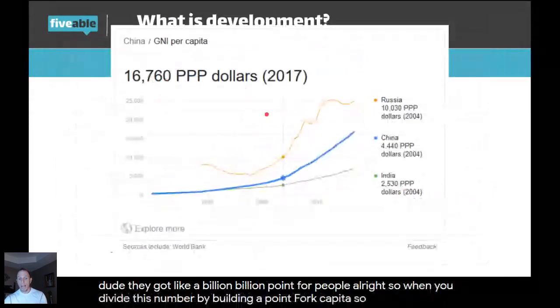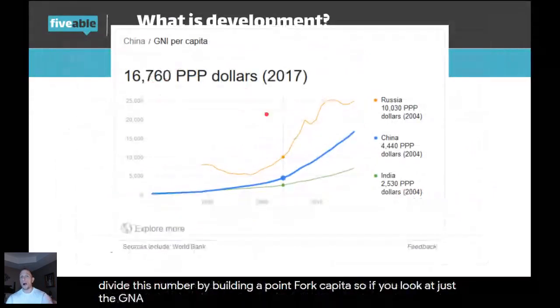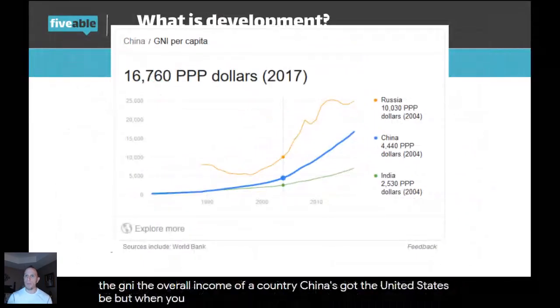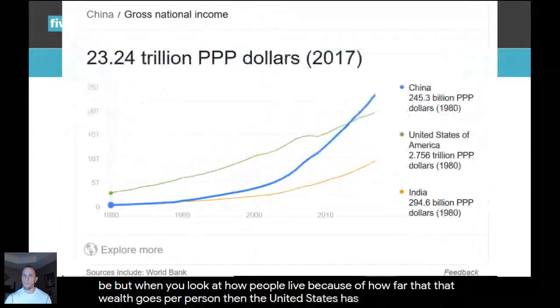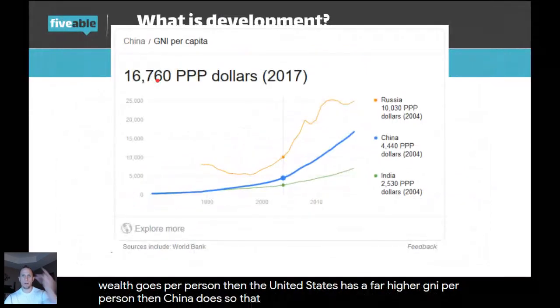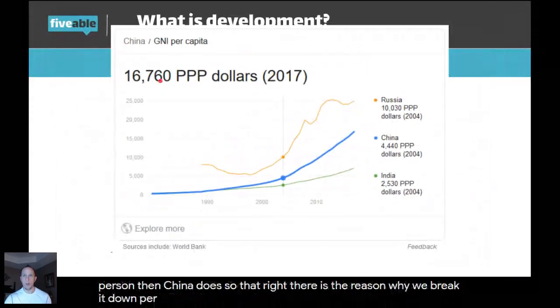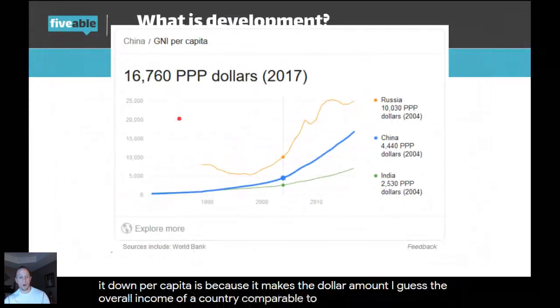So if you look at just the GNI, the overall income of a country, China's got the United States beat. But when you look at how people live because of how far that wealth goes per person, then the United States has a far higher GNI per person than China does. So that right there is the reason why we break it down per capita. It makes the overall income of a country comparable to the overall income of other countries based on how people live.